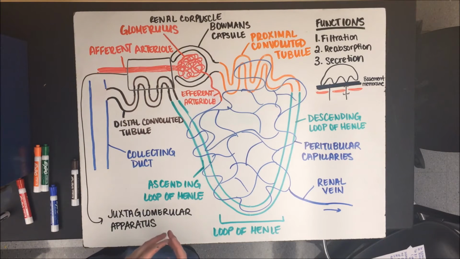If this happens, not all of the water can go back. Of the 20% remaining, 19.8% of that water maximum can go back. You still need some water left in the filtrate in order to dissolve those solutes to form urine. You can't take all the water away, or else the solutes would not be able to be dissolved.